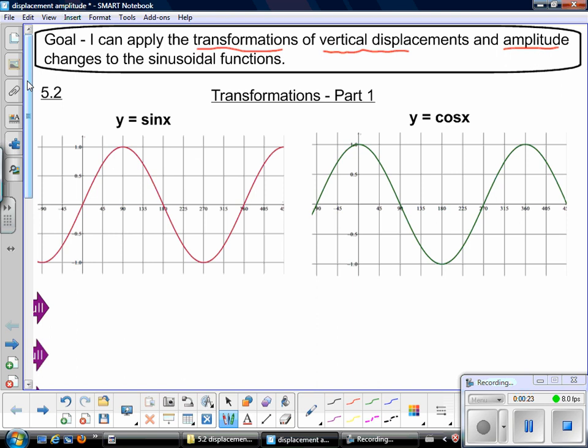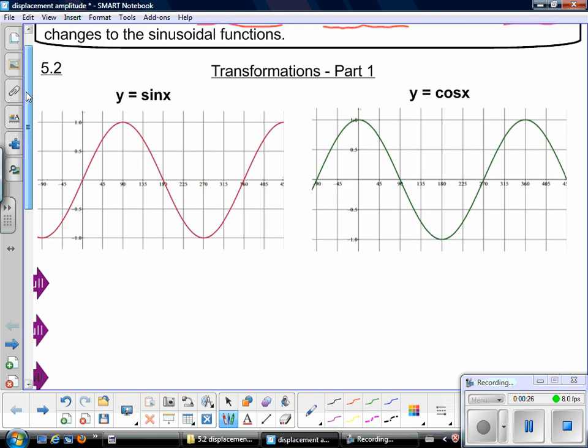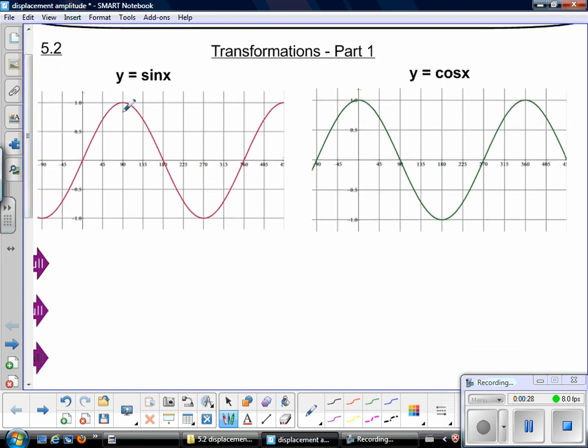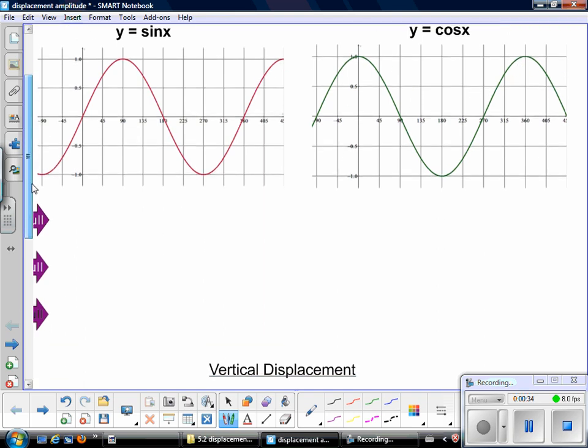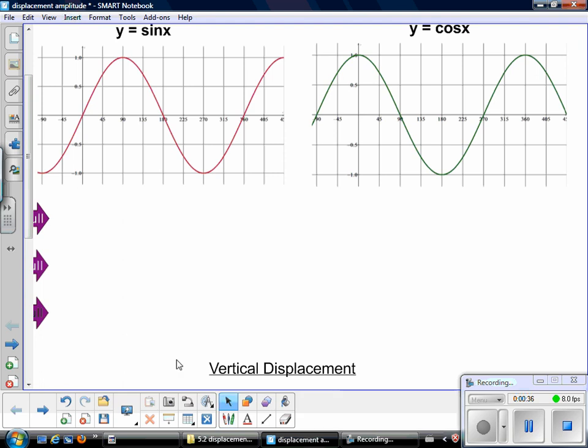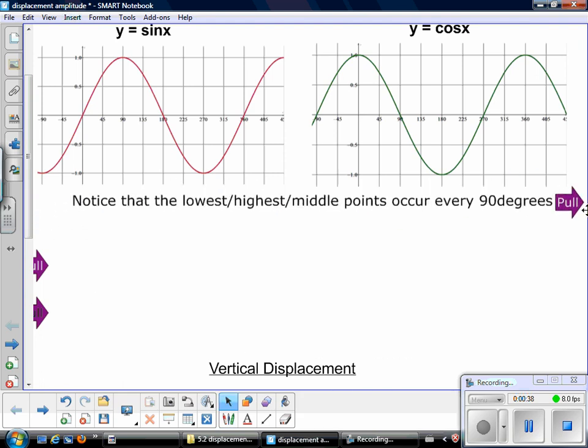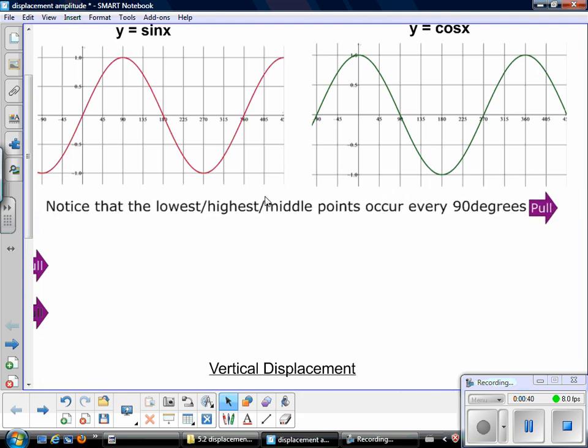Now, just a really quick review from last lesson. This was the graph of sine x, and this is the graph of cos x. One of the things you should really know is that the lowest, highest, and middle points occur every 90 degrees. That is true whether I have a sine graph or the cos graph.